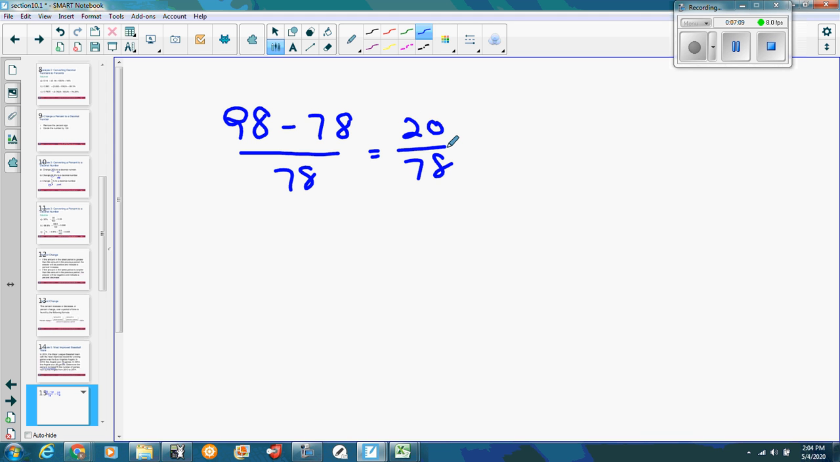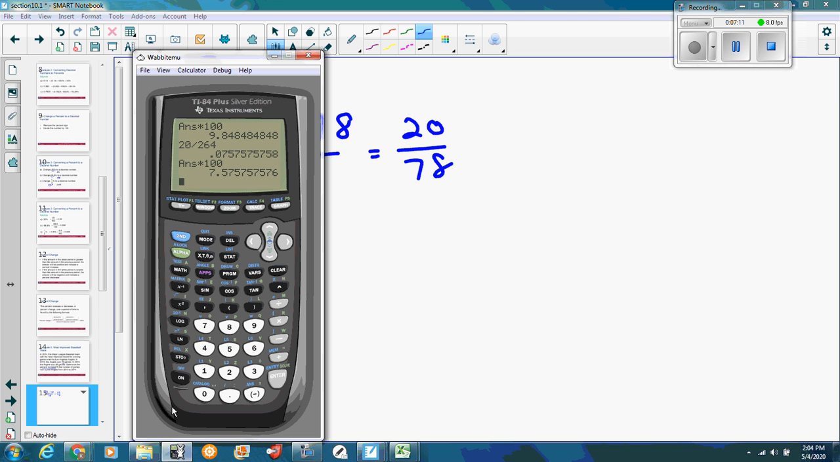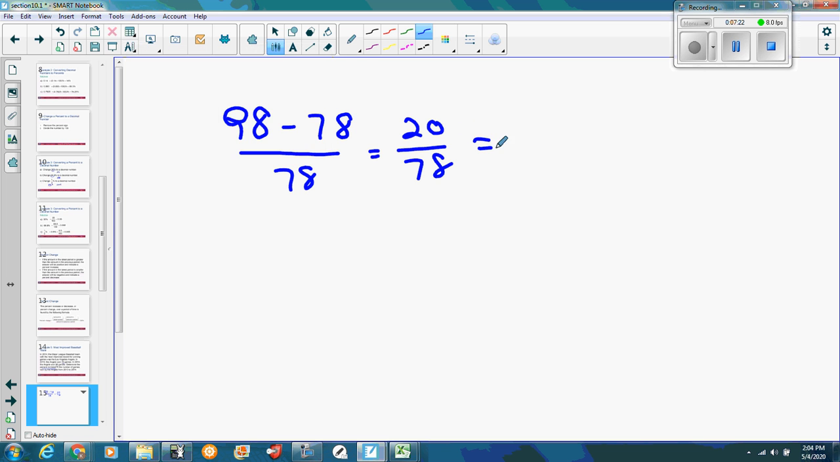So we want to change that to a percentage. We do in our calculator 20 divided by 78 times 100. So that would have been 25.6% increase. Okay, that's the percentage of increase, 25.6%.